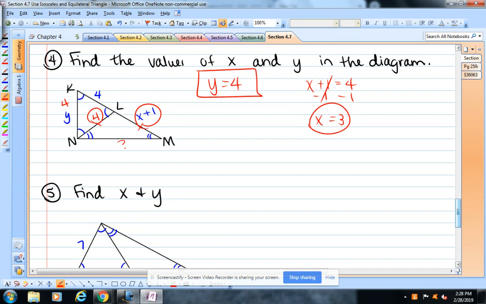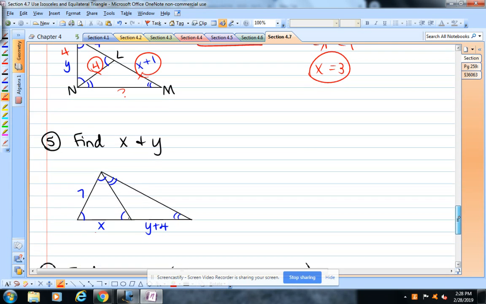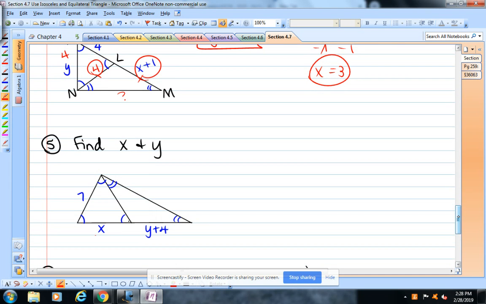Let's do another one. This one's similar. Oh, very similar. Super similar. What's it going to be easiest to find, X or Y? X. How can I find X so easily? It's equiangular, so it's equilateral. So if this side of this triangle is 7, what are all the other sides of that triangle? They've got to be 7.